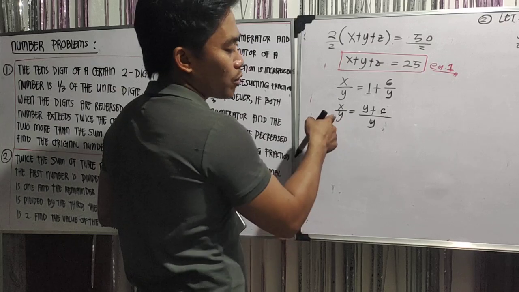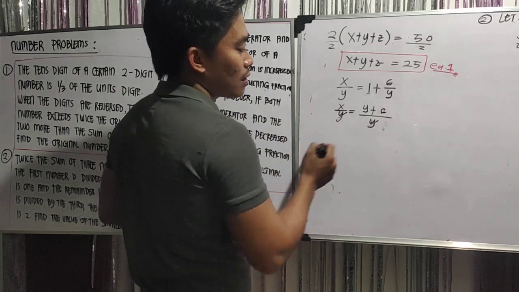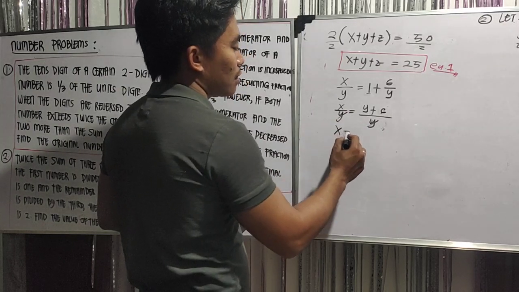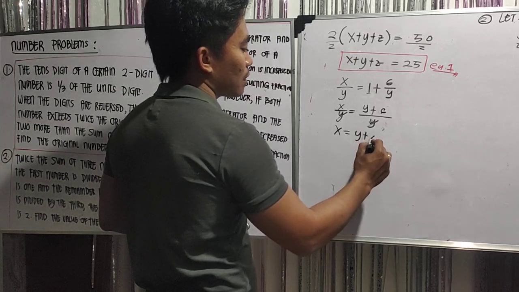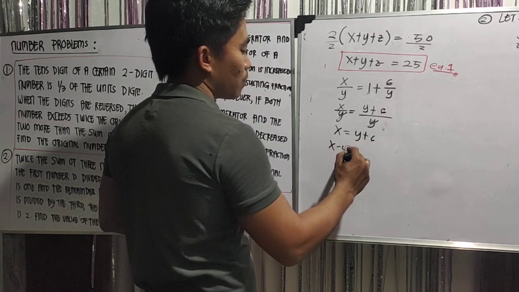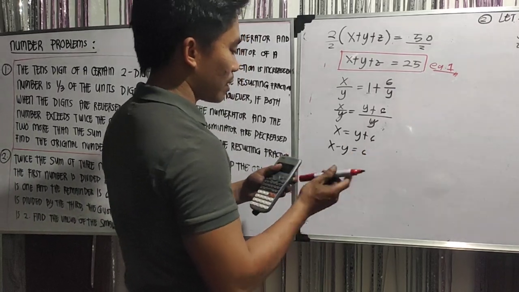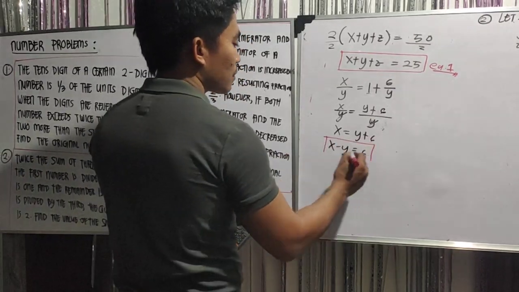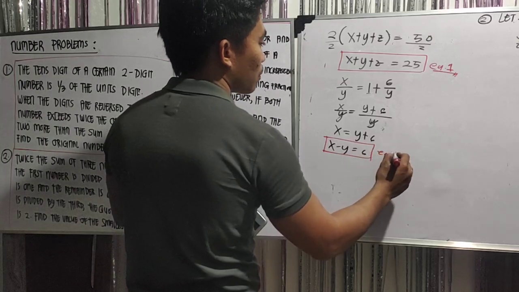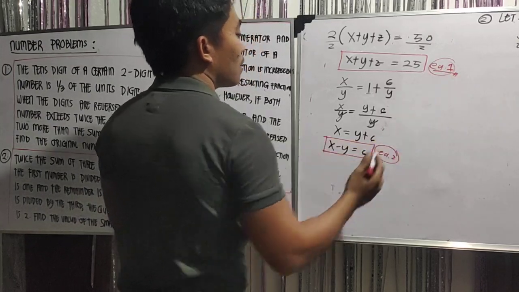So, understood na yan na may 1 dyan sa denominator. Of course, common yung y sa ilalim. What will happen? Cancel yan. So, in short, x is just simply y plus 6, or simply, x minus y is equal to 6. This will now become our equation 2.